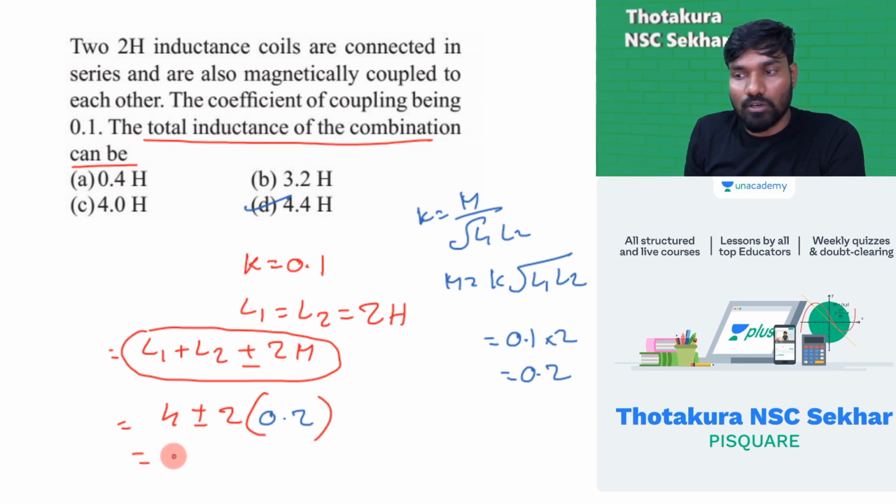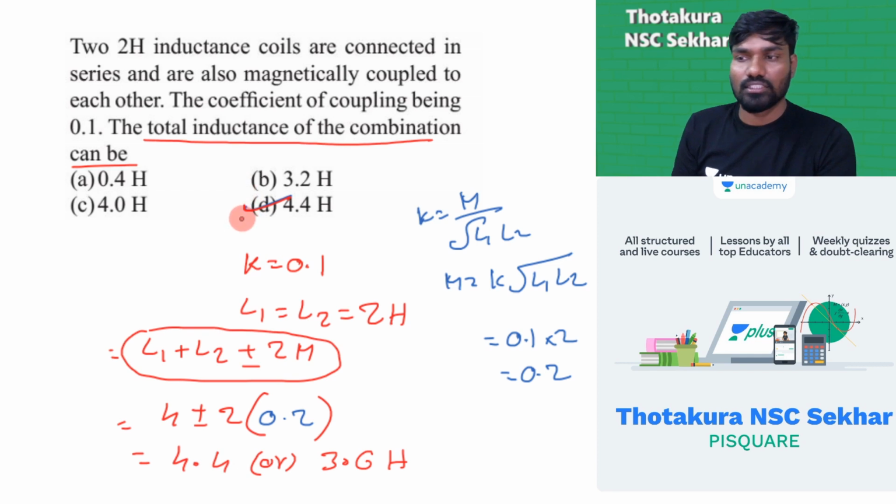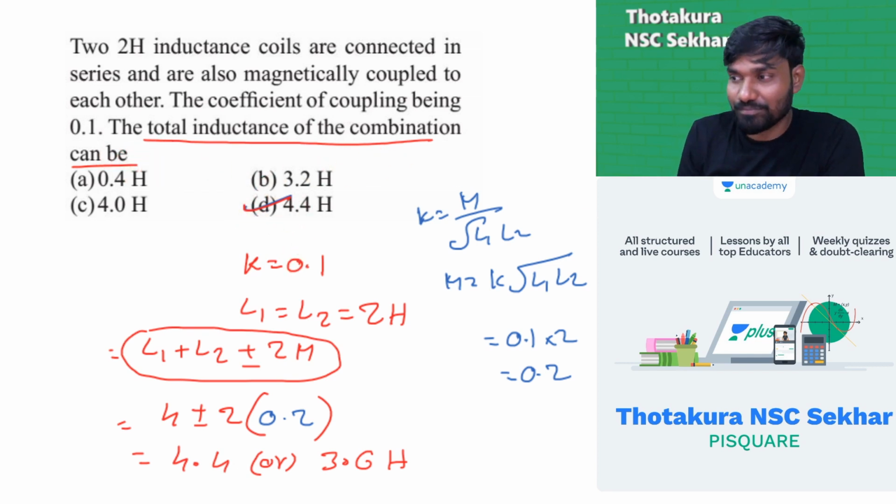So two possible options are 4.4 Henry for a positive coupling, or 3.6 Henry for a negative coupling. Either of these two can be the possible answers. Look at the options. Only this is there, 3.6 is not there. So this is the answer. It is asking what it can be. Okay, done with it.